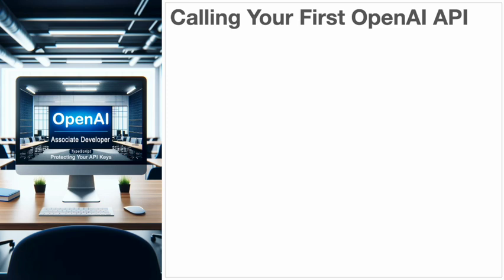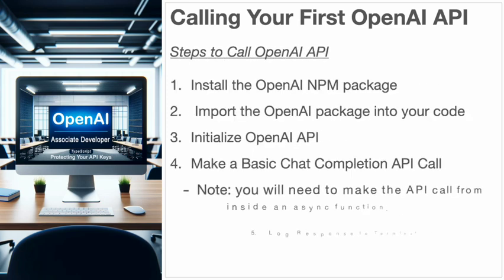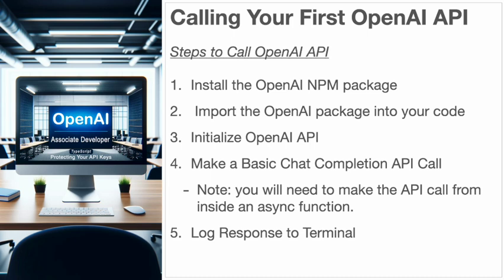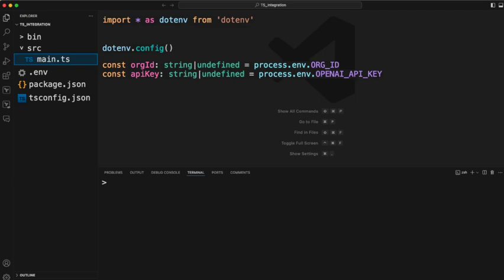Okay, let's walk through the necessary steps to set up our project to make a basic call to the OpenAI Chat Completion API. The steps we'll follow are: install the OpenAI NPM package, import the OpenAI package into your code, initialize the OpenAI API object, and make a basic chat completion API call. Let's begin. 1. Install and import the OpenAI NPM package. First, we need to install the OpenAI NPM package. This is done with the following command: npm install openai.